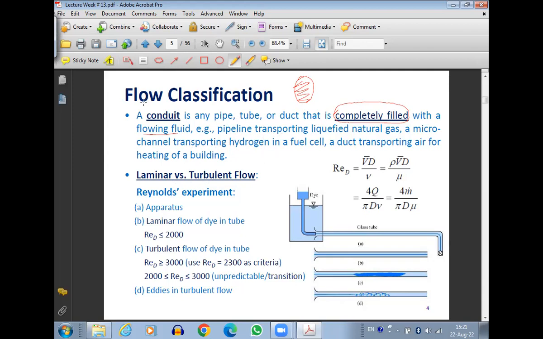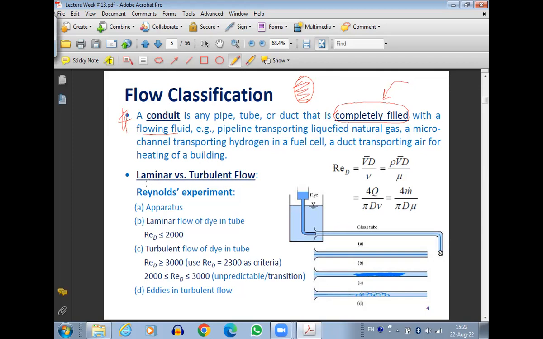Okay, so first of all, when we're talking about flow in a conduit, one thing is, what is the definition of a conduit? This is something important from the short questions point of view. What is a conduit? The word I'll be looking for is "completely filled." Whenever you write the definition, you have to mention the words completely filled. Then the definition of the conduit will be complete.